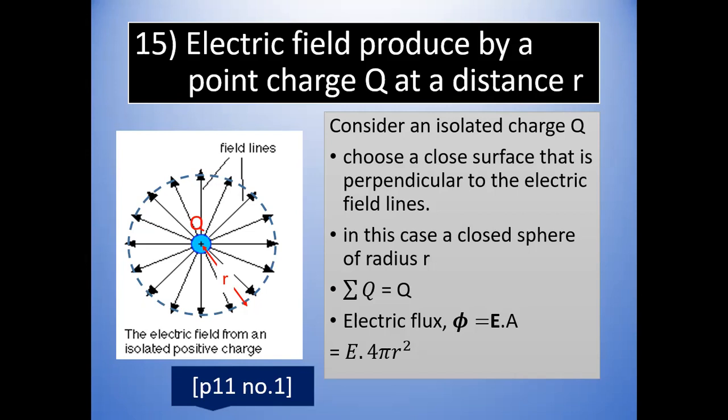So surface area A is 4 pi r square. Memorize: surface area of a sphere is 4 pi r square. Yeah, because it's a sphere. It's applying Gauss's law, that's all. We are going to apply Gauss's law throughout. That means the electric flux formula.